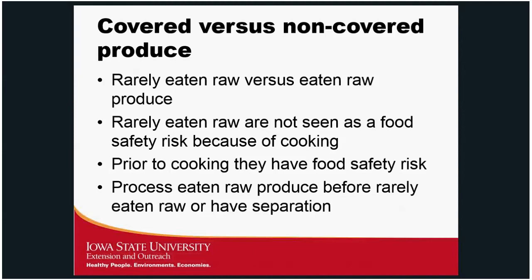When you're processing your produce in your facility, you need to keep this in mind as far as separation of these produce items. What I recommend is that you process those produce items that are commonly eaten raw first, things like carrots, celery, onions, tomatoes, and then process those that are commonly eaten cooked, like your potatoes. That way you're going from less risky to more risky products.